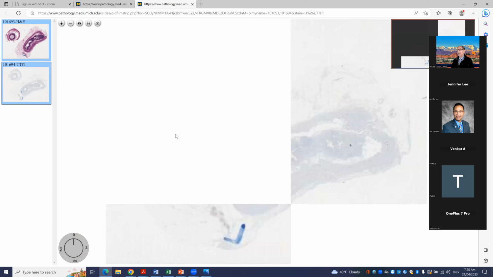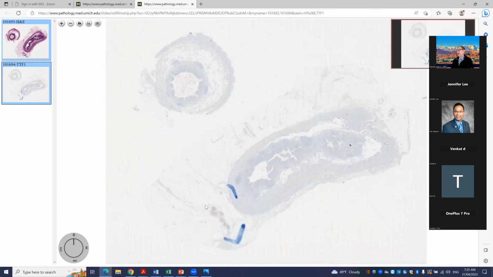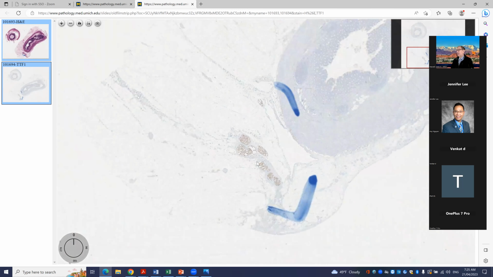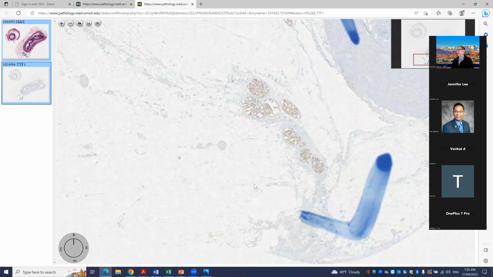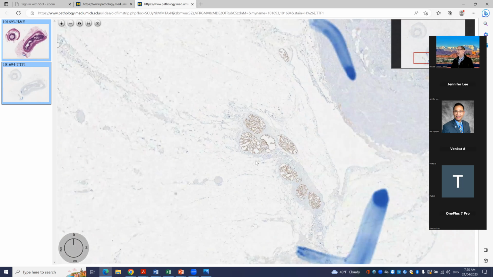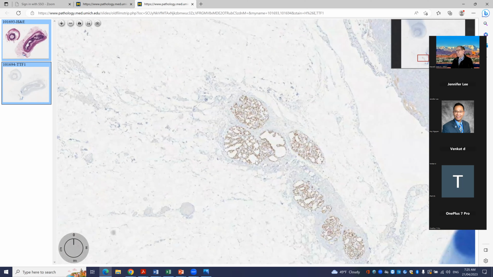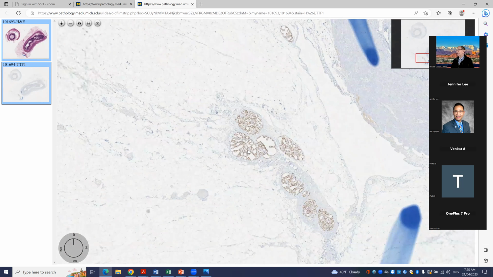So the immunoperoxidase stain, which was designed to help you clarify this, is the TTF1 stain. And as you can see, these little islands light up nicely with the TTF1 nuclear staining in all of this tissue. So that corresponds and supports the diagnosis.